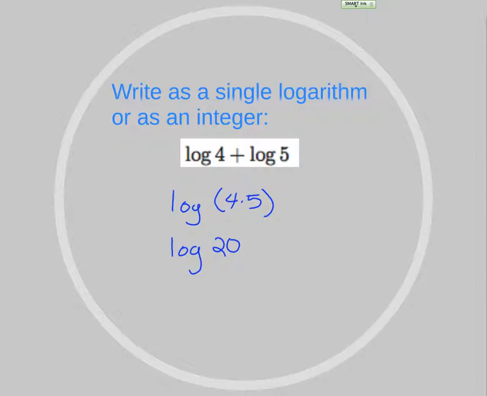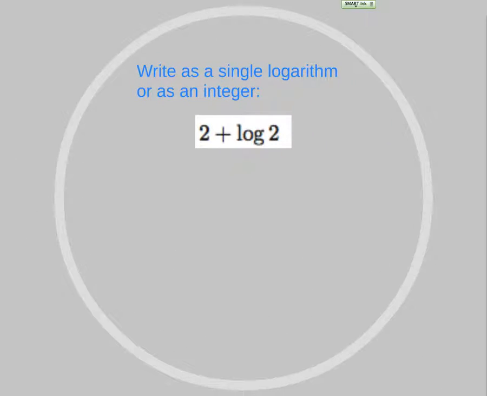We're going to do another one that just looks a tiny bit different, and we're going to have to remember some things from last week, Wednesday. But are there any questions so far? Try. All right, same directions. Write as a single logarithm or integer. 2 plus the log of 2.